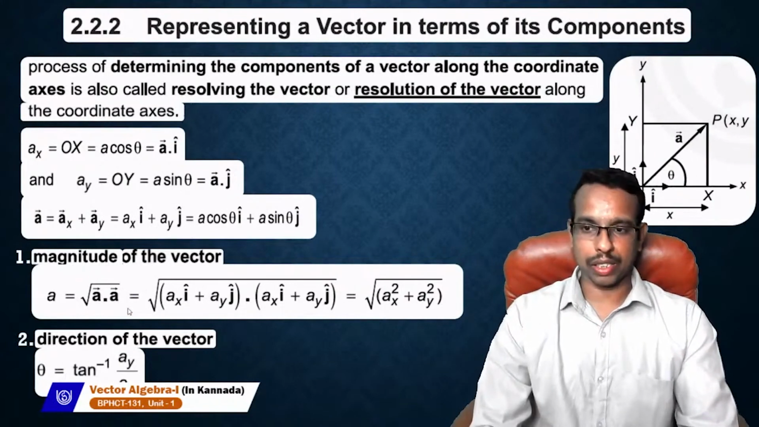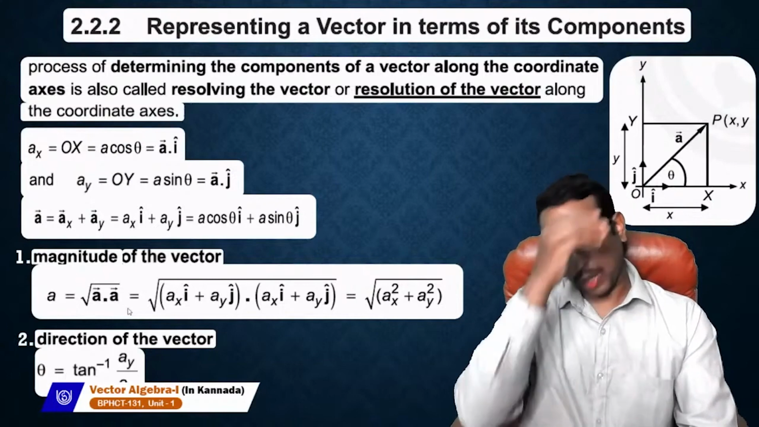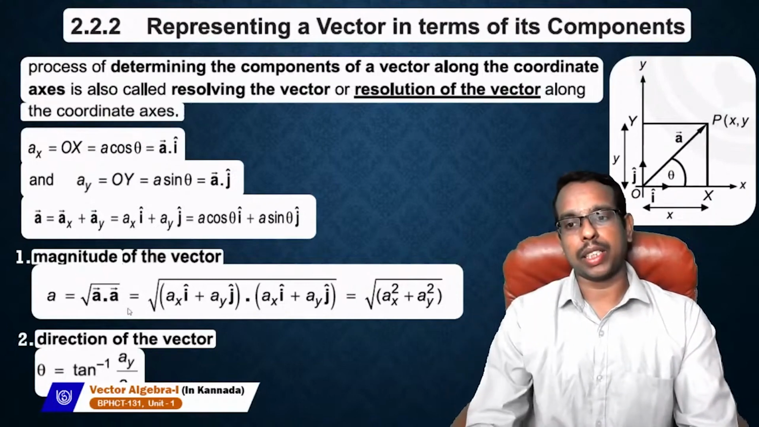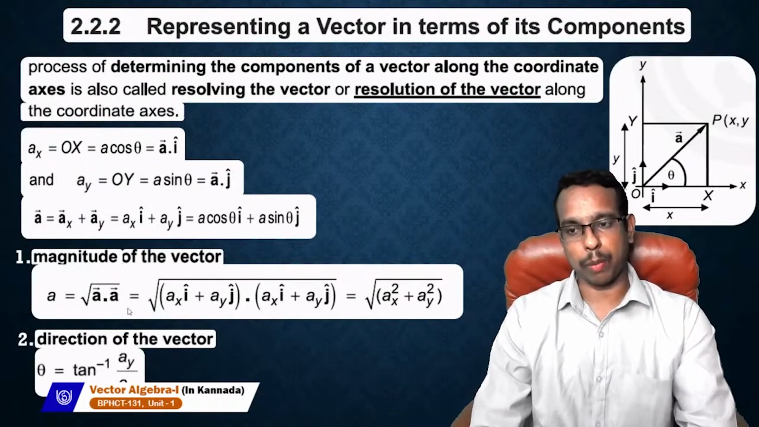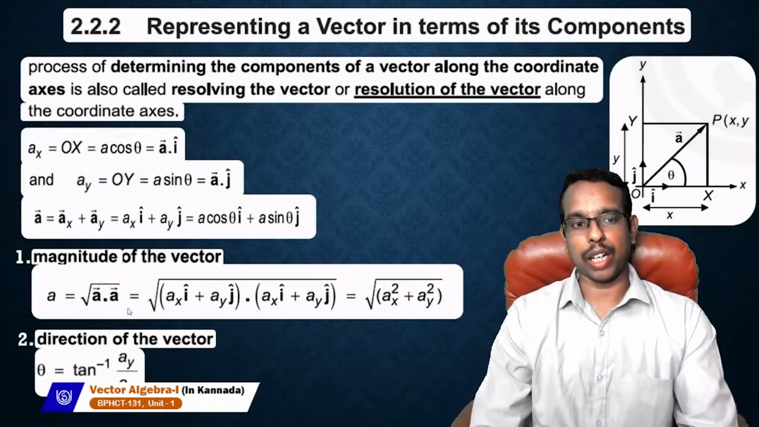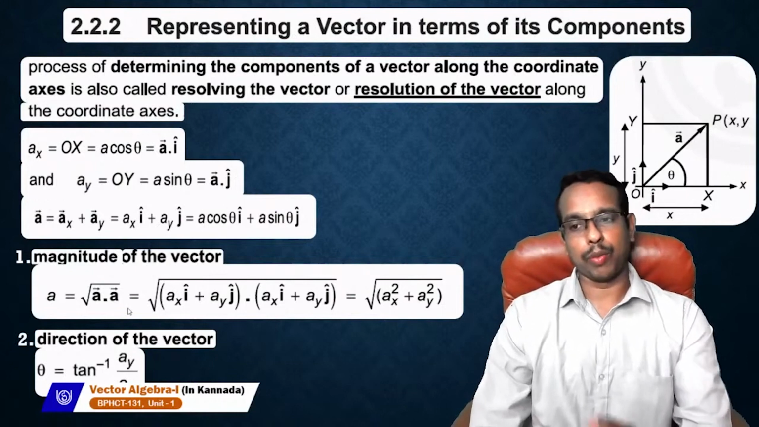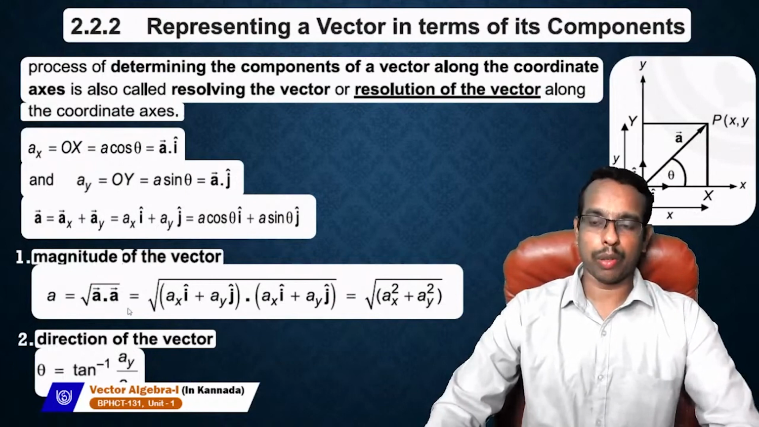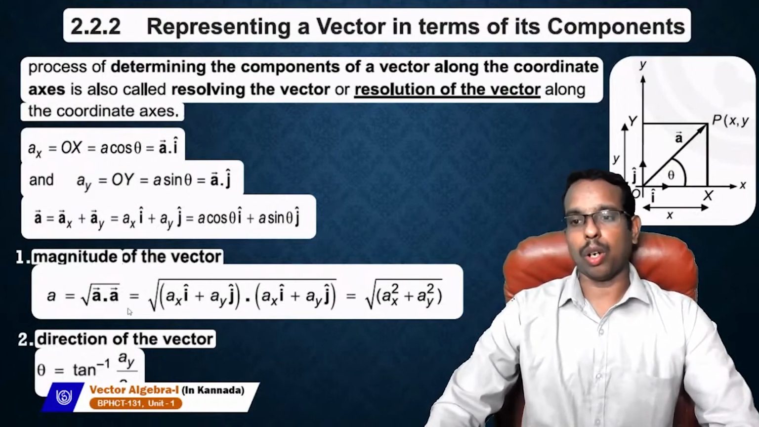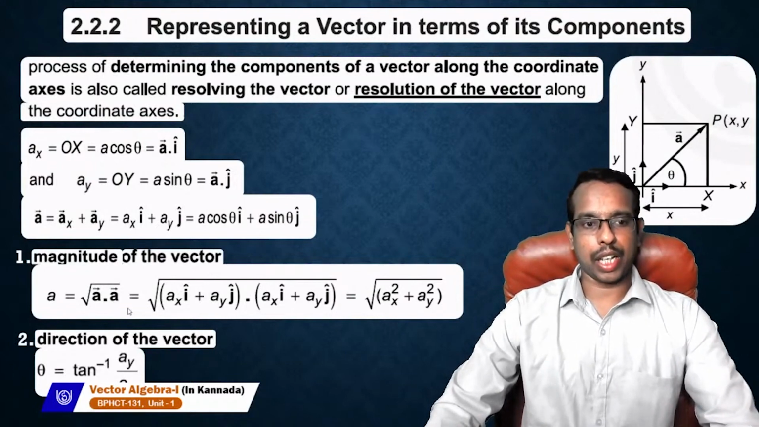Similarly, when you take along the y-axis, that will be sine theta. So ay is nothing but the component along the y-axis, that is equal to a sine theta. A is nothing but the length of the particular vector. Sine theta is equal to ay by a. If you write it in terms of the unit vector, it will be vector a dot j cap.